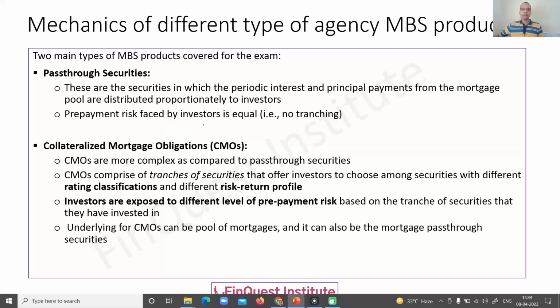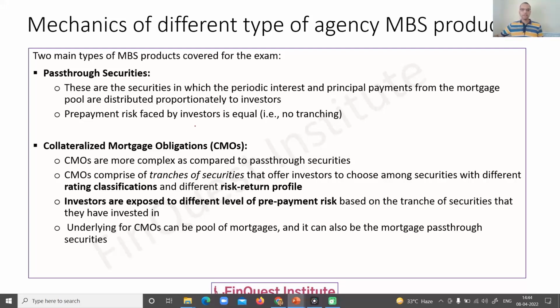That is faced equally by investors. That is, there is no separate profiling of prepayment risk which happens. That is, there is no tranching. We'll talk a bit about tranching when we talk of CMOs. But for pass-through securities, we don't really have a separate tranching structure. That is, we don't have a separate slice in order to manage the prepayment risk. So prepayment risk will be faced equally by investors.